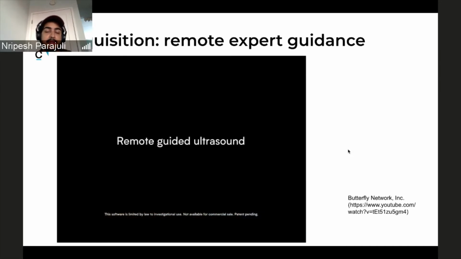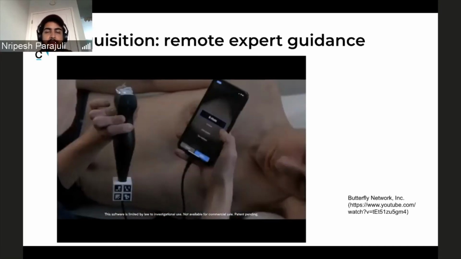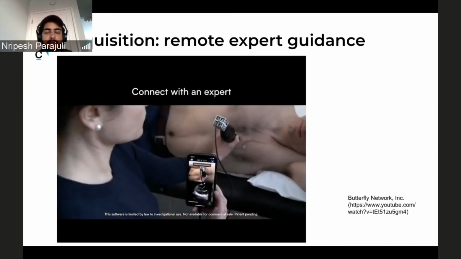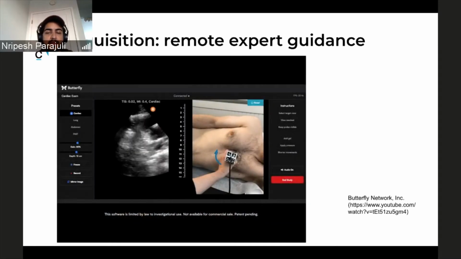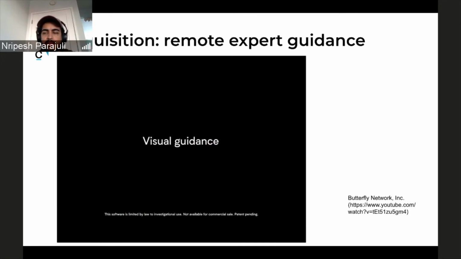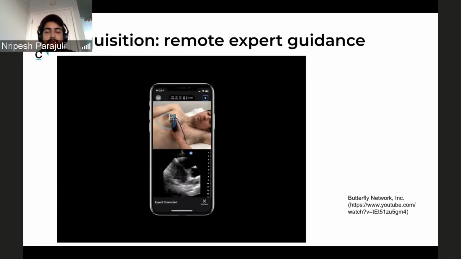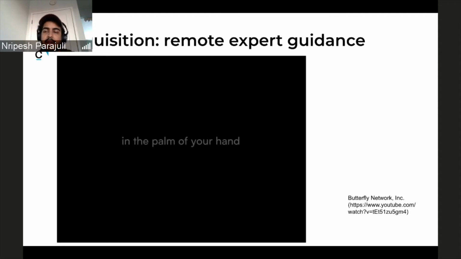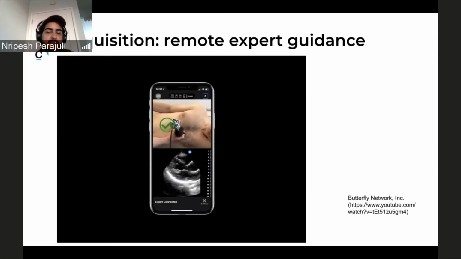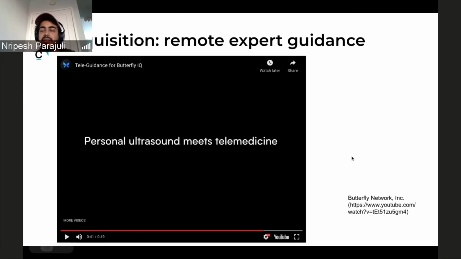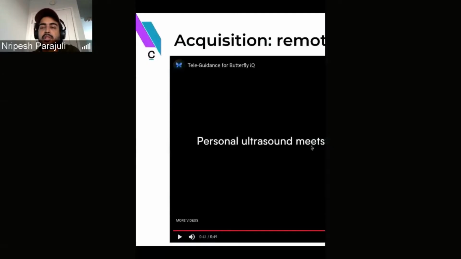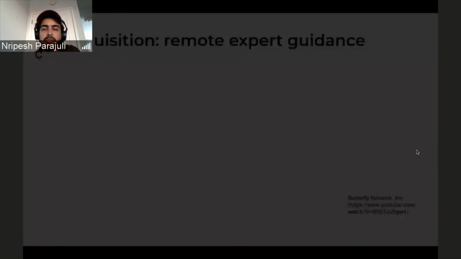It's a handheld device. It just needs to connect to your iPhone or Android or tablet. Once you set up the teleguidance, you can connect with an expert, and the expert can give suggestions. Obviously, there will be limitations of this approach where you don't have reliable internet, but in situations where that's not an issue, this approach can work as well. It can work in tricky situations where you need expert guidance, because sometimes, depending on the situation and patient, doing the normal imaging might be pretty hard.